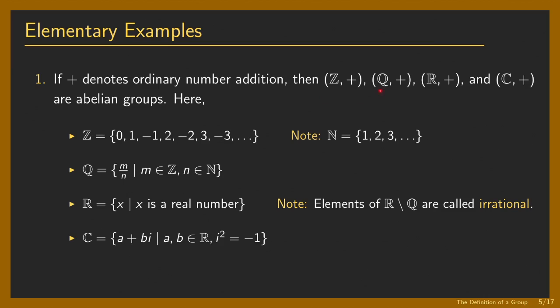The second example is the set Q of rational numbers. The rational numbers form a group, an abelian group under addition, because first of all, addition is commutative and associative. The sum of two rational numbers is still rational, and the identity element 0 happens to be rational. And last but not the least, the negative of a rational number is still rational. That's why this set also forms a group. The same thing will happen for the set R of real numbers and for the set C of complex numbers.